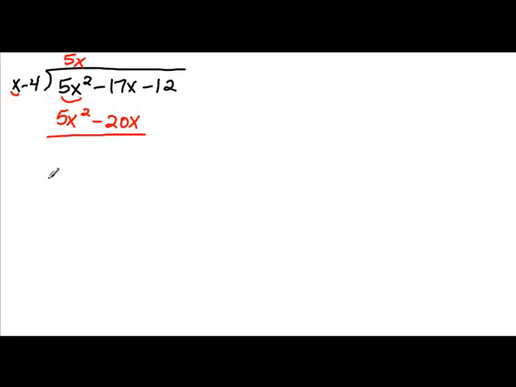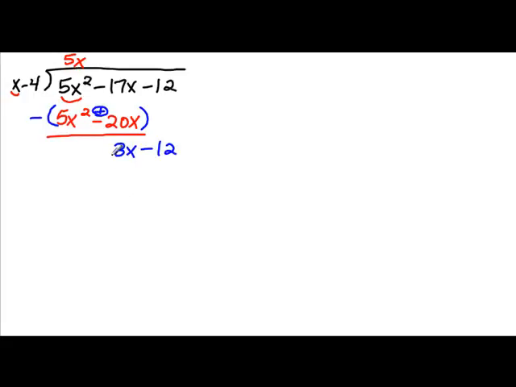Now we're going to subtract, but don't forget that when you subtract this, the negative sign will distribute through, so that's really going to be a negative, and then that will change that to a plus. So 5x squared minus 5x squared, that's eliminated. Negative 17x plus 20x is a 3x. Now we bring down the minus 12.